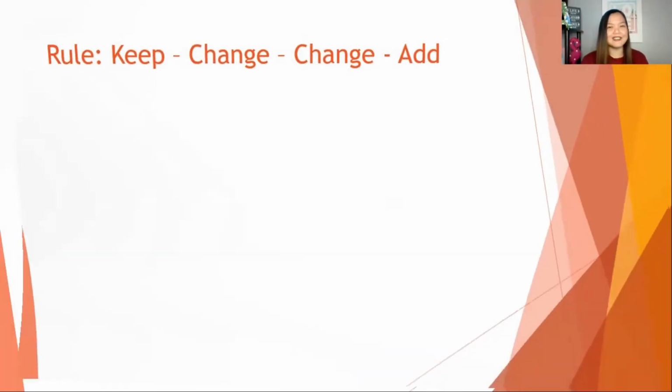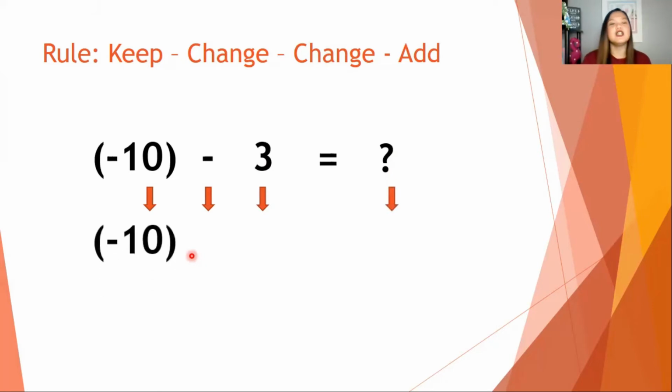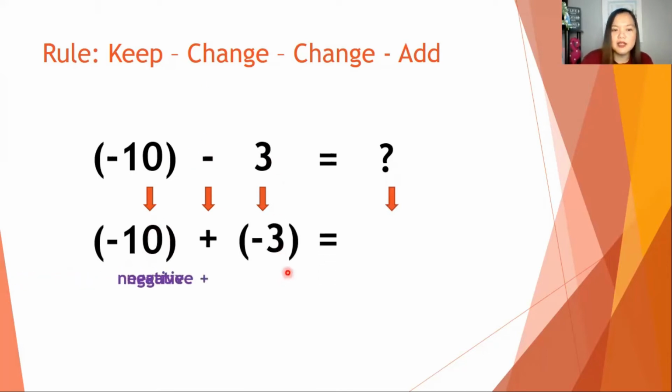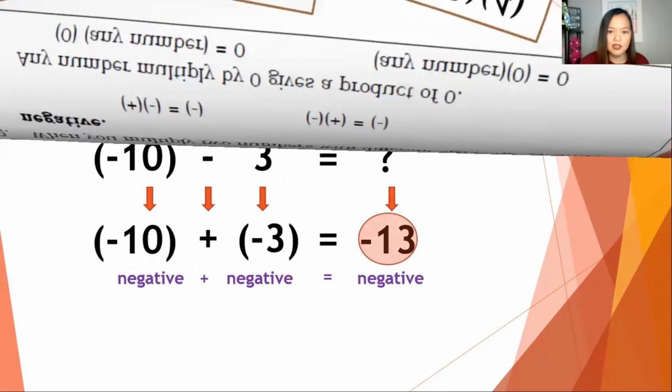Got it? Next, let's have negative 10 minus positive 3 equals. You keep, you change, then you add. Negative 10 will remain as negative 10. Minus will become positive. Positive 3 will become negative 3. And negative plus negative equals, since they have the same sign, just add them and copy the common sign. So negative 10 plus negative 3 equals negative 13.